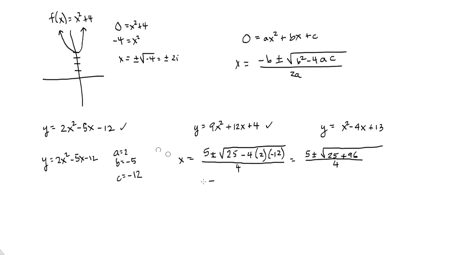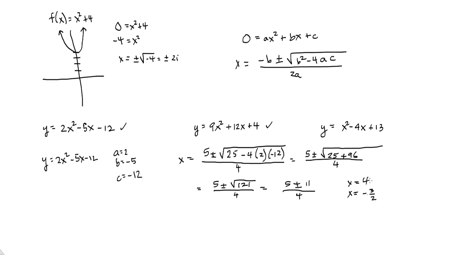Finishing up the problem here, we get x equals 5 plus or minus 25 plus 96 is 121 over 4. The square root of 121 is 11. So I have two answers. 5 plus 11 is 16 over 4, x equals 4. And 5 minus 11, which is negative 6 over 4, which is negative 3/2.